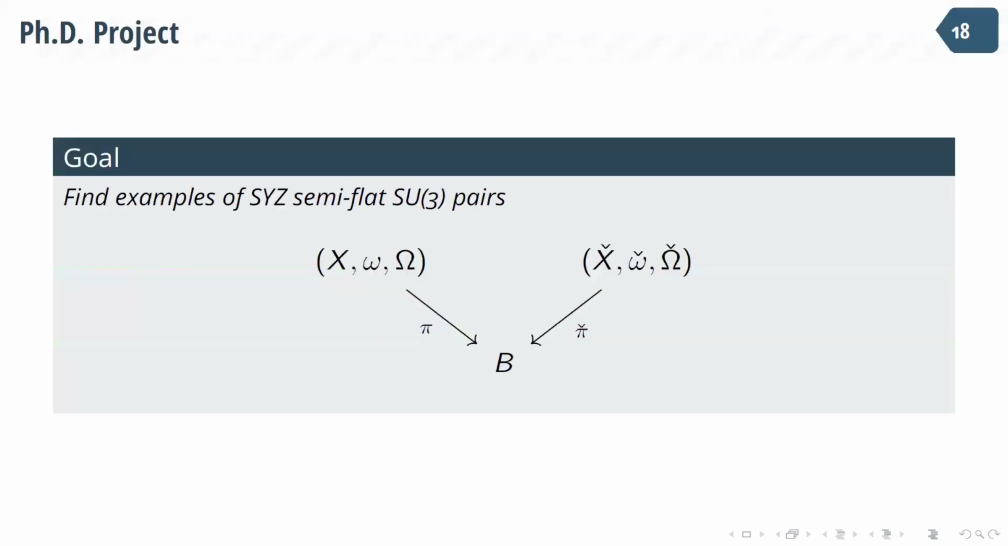So the main scope of my PhD project was to find examples of pairs of SU3 manifolds that satisfy all this construction. So it was quite natural to look among solvmanifolds, and I will explain why.